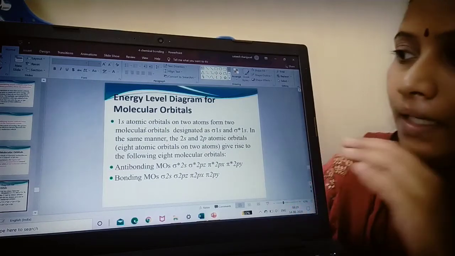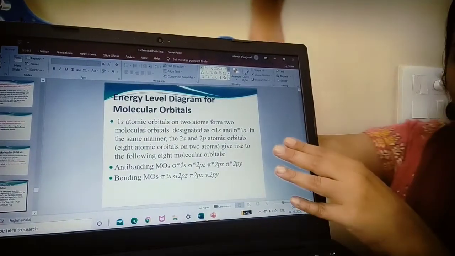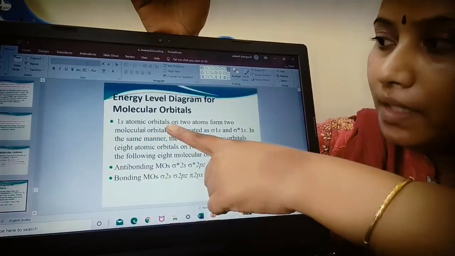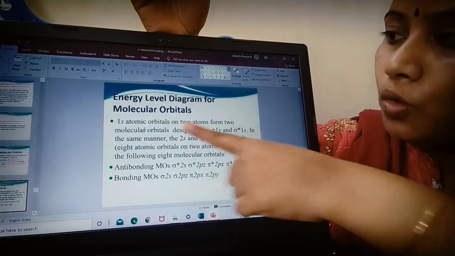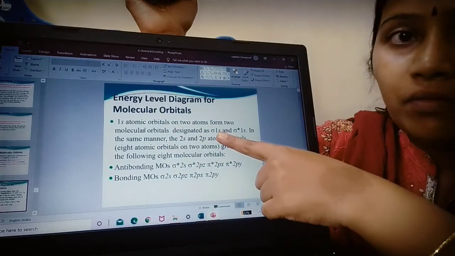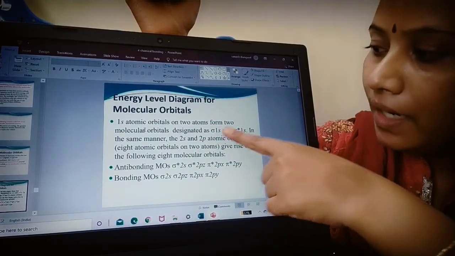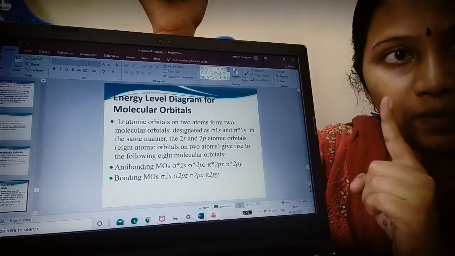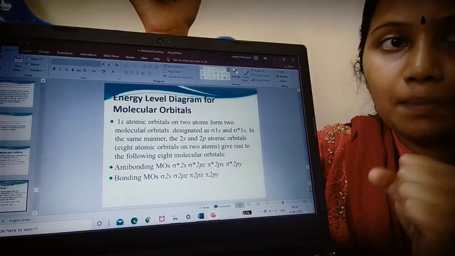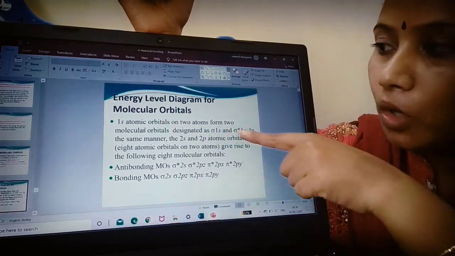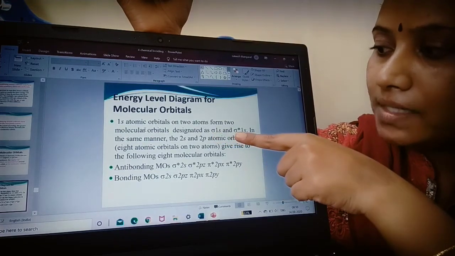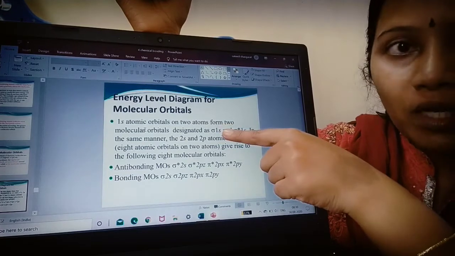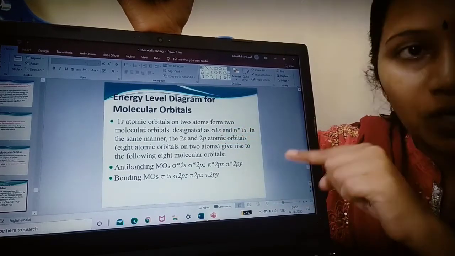Now, I told you I am going to take the example of a diatomic molecule. So here the 1s orbitals on two atoms form two molecular orbitals. That will be represented as sigma 1s and sigma star 1s. I am telling you, 1s orbitals of two atoms combined, so I am getting two molecular orbitals. One is sigma 1s and one is sigma star 1s. This is the bonding molecular orbital and this is the anti-bonding molecular orbital.